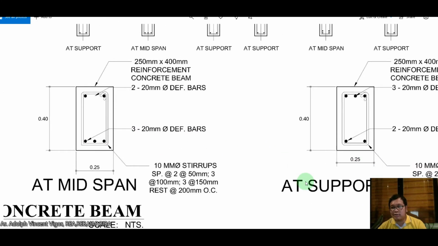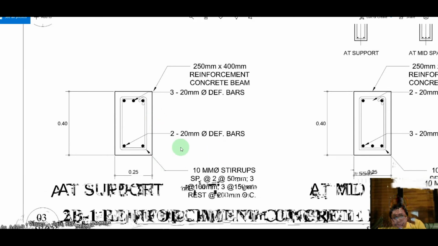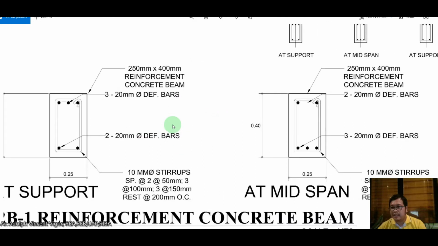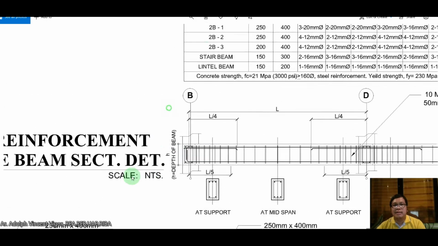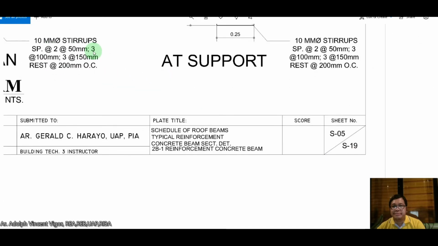As you can see at support, class, it's just inverted. There's a technical reason for that, and you will learn that when you reach your theory of structures. It's going to be explained to you in detail when you're going to compute the steel reinforcements for your building. So I think this is for S5.